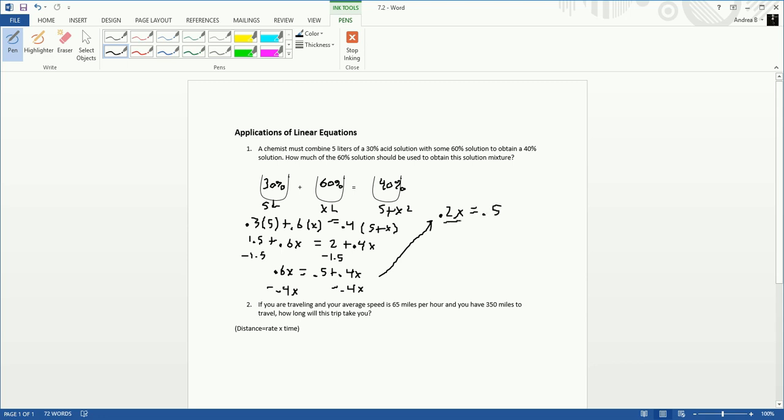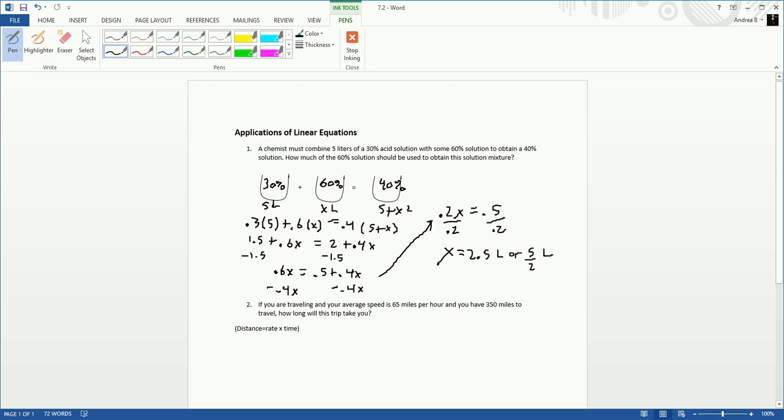Then divide both sides by 0.2 to finish getting x by itself. So we have x is equal to 2.5 liters, or you can write it as 5 over 2 liters.